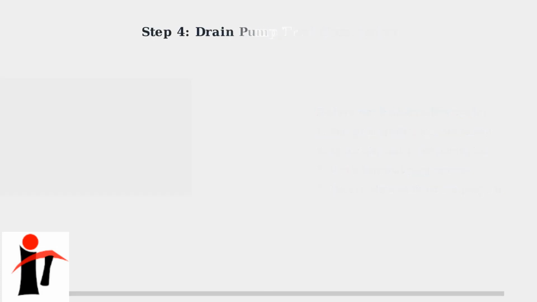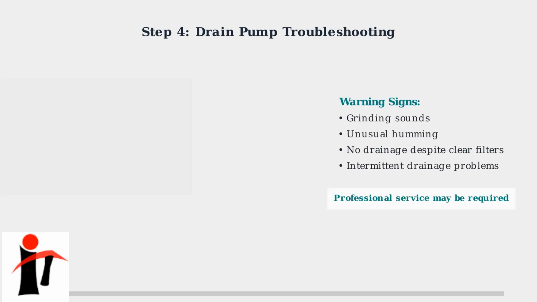Finally, if the previous steps haven't resolved the issue, the problem may be with the drain pump itself. This component requires careful diagnosis and often professional attention. Listen carefully for unusual sounds during the drain cycle. Grinding, humming, or rattling noises often indicate pump problems. If you hear these sounds, or if drainage fails despite clean filters and clear hoses, professional service may be required.